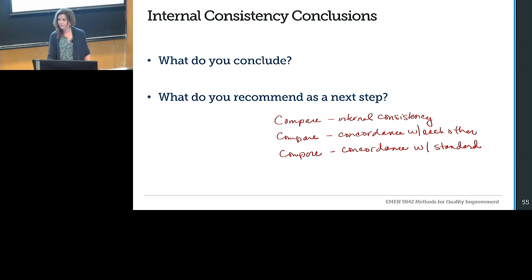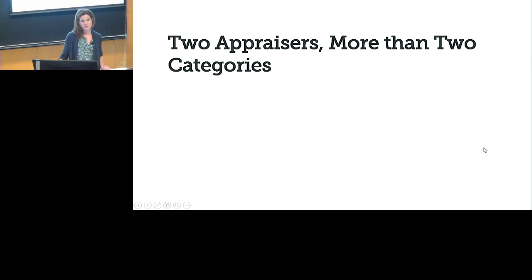Think you could do that? It's a really easy one. Okay. Want to do 2 appraisers with more than 2 categories? Okay, we've got like 8 whole minutes. I think we could get this part done.